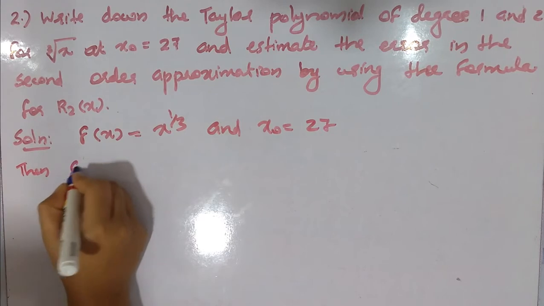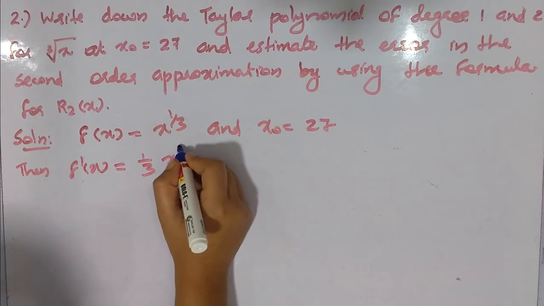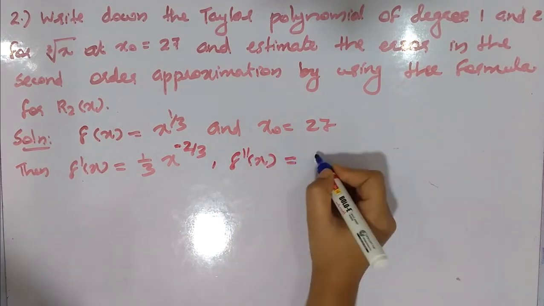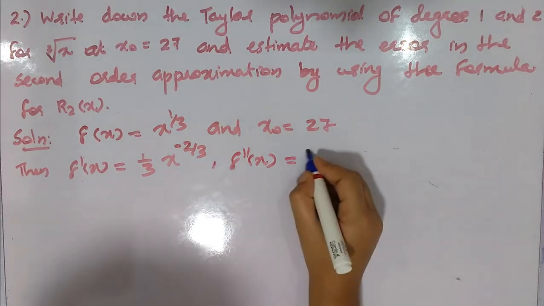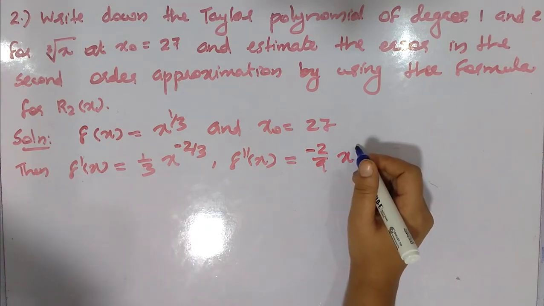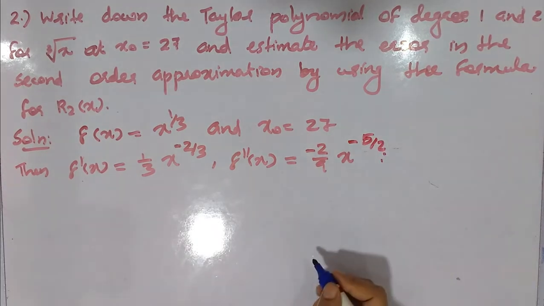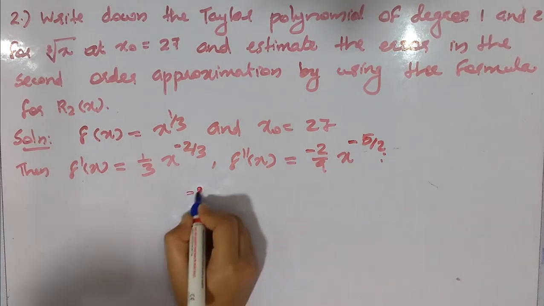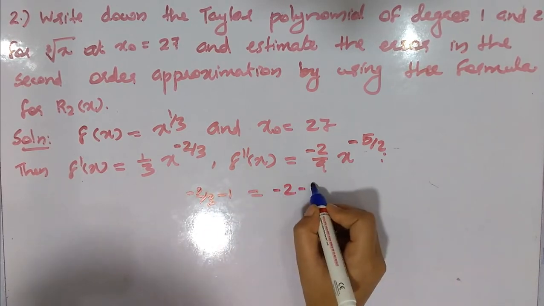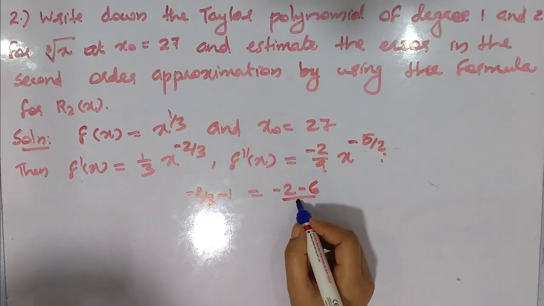Then f dash of x equals 1 by 3 into x raised to 1 by 3 minus 1, which is minus 2 by 3. Now f double dash of x equals 1 by 3 into minus 2 by 3, which is minus 2 by 9, times x raised to minus 2 by 3 minus 1.